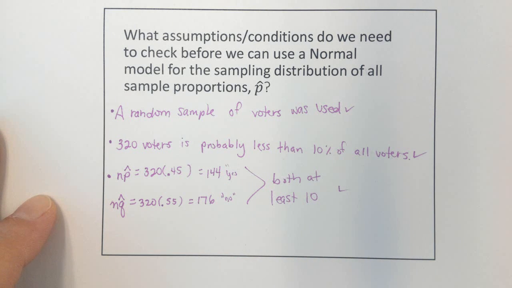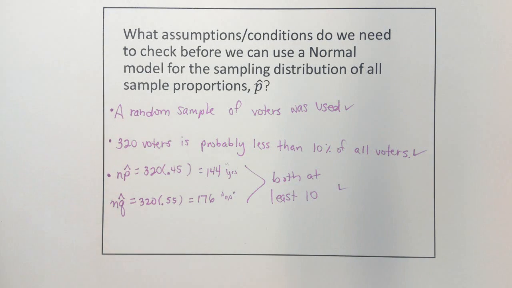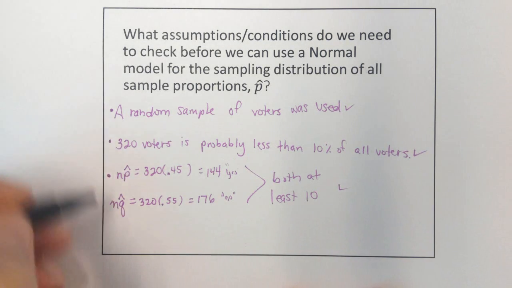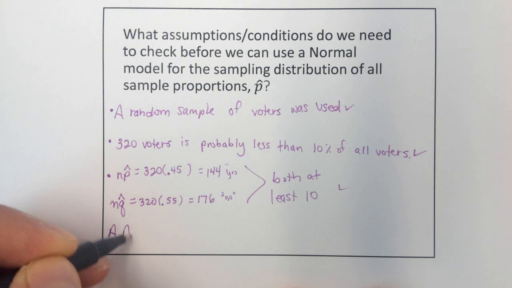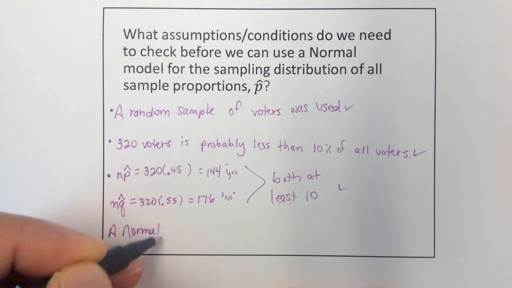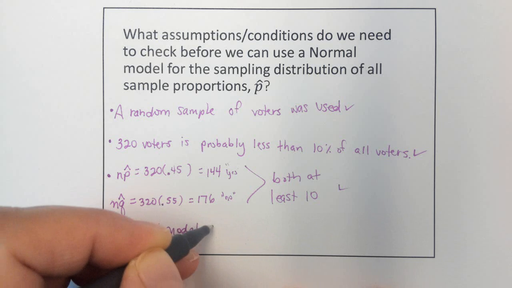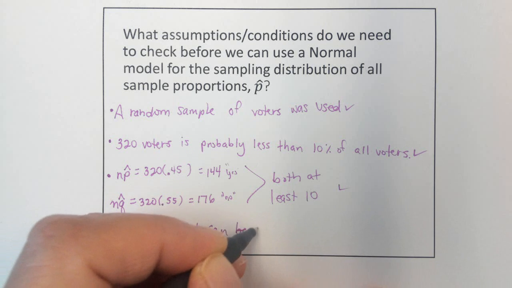All right, so if I wanted to answer some fabulous question about the percentage of people who are going to say yes on the school budget, and I need a normal model to answer that question, then I've met the conditions to use the normal model. So after I write all that down, I'm going to say a normal model can be used.